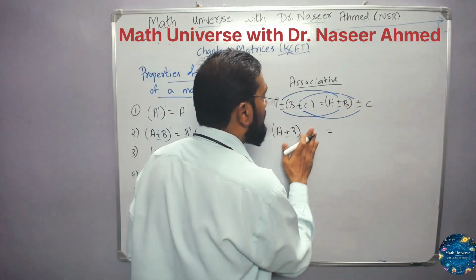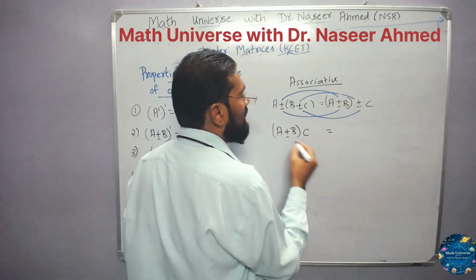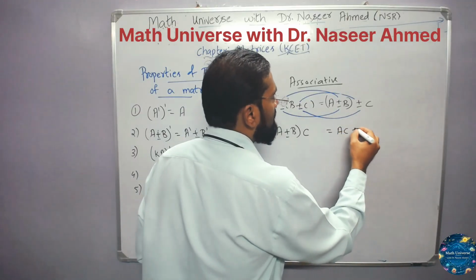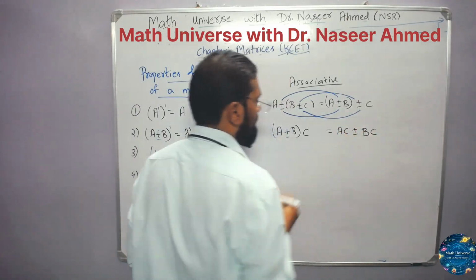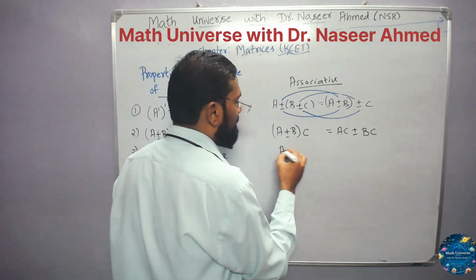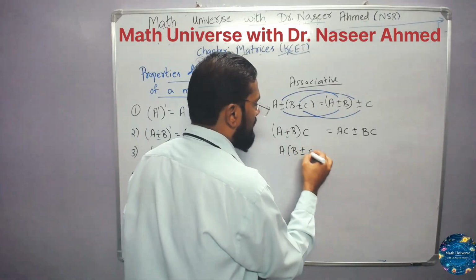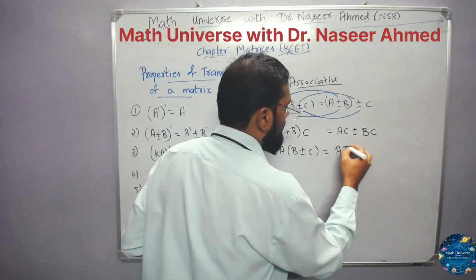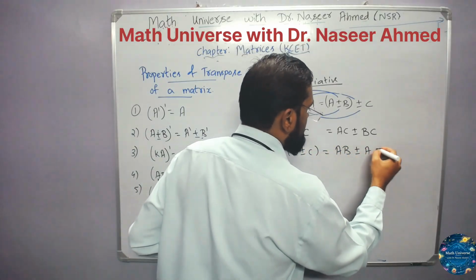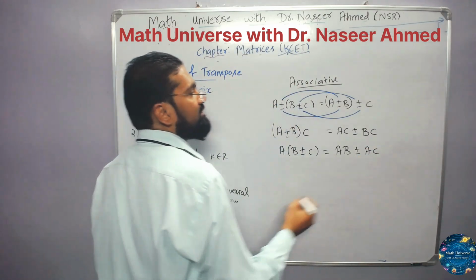Now here is one more: the distributive law. If you see here, it will be AC plus or minus BC. Similarly, if I have A times B plus or minus C, it is the same as AB plus or minus AC. Okay, so again, this is the distributive law.